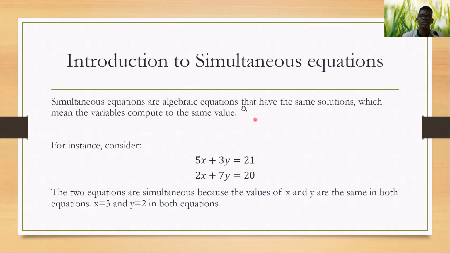Now, introduction to simultaneous equations. Forget about all of this. What I want you to take away from this slide is that simultaneous equations are algebraic equations that have the same solutions, which means the variables compute to the same value. So what is the concept behind simultaneous equations? Why can you solve two equations simultaneously? The reason is summed up in this sentence: two equations are simultaneous because the values of x and y are the same in both equations.